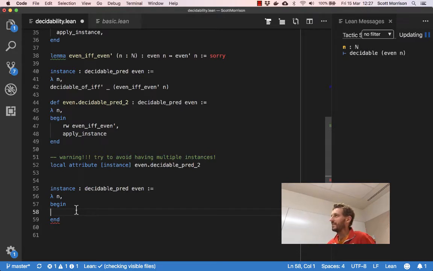How might we do this one directly? How do we know that it's decidable whether any natural number is even or not? What's the algorithm? If I hand you 57, what do you do to decide whether it's even or not? 57 modulo 2, and you see if it's 1 or 0. Okay. Yeah, that was Callum's answer. You look at the last digit and see if it's a multiple of 2.